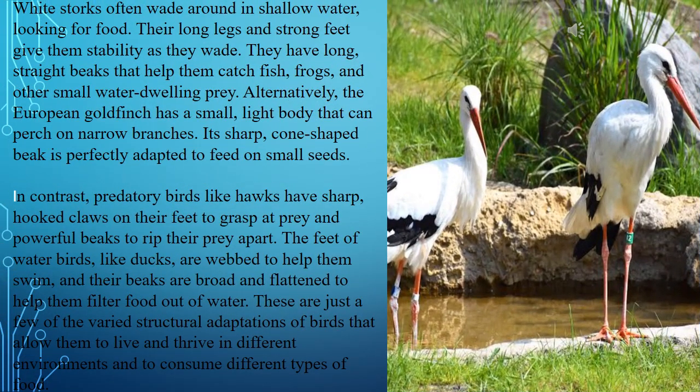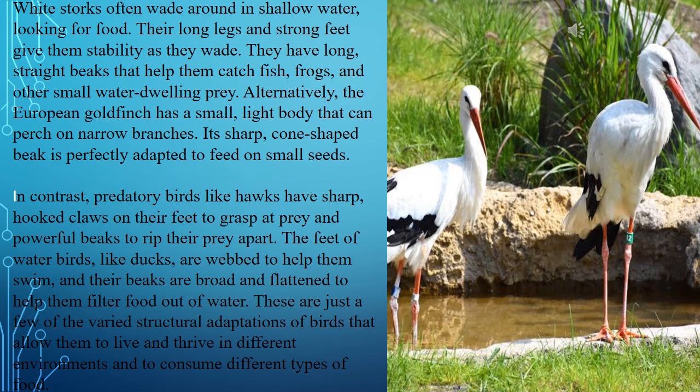White storks often wade around in shallow water, looking for food. Their long legs and strong feet give them stability as they wade. They have long straight beaks that help them catch fish, frogs and other small water-dwelling prey. Alternatively, the European goldfinch has a small light body that can perch on narrow branches. Its sharp cone-shaped beak is perfectly adapted to feed on small seeds.